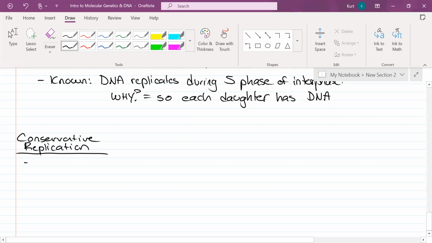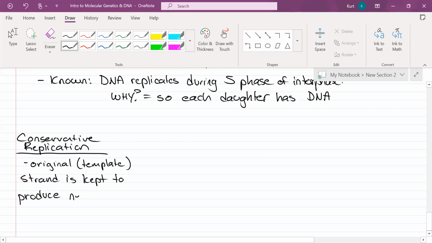In conservative replication, the original, which we call the template strand, is kept to produce new daughter strands. Now, I want you guys to keep in mind, I'm going to show you 3 models. One of them is right. These are the ideas. These are the proposals on how DNA replicates. I will tell you which one is right after we go through all 3.